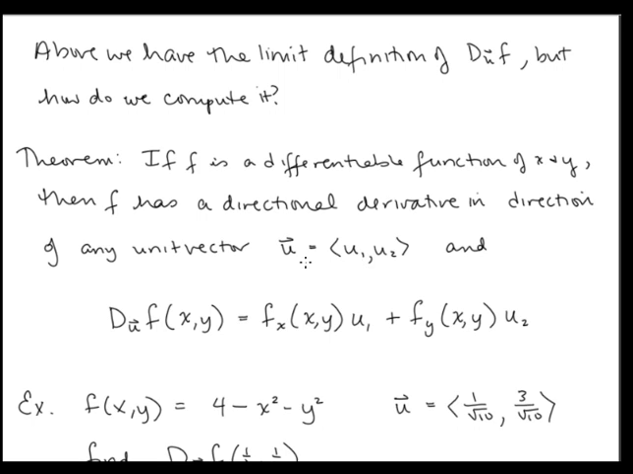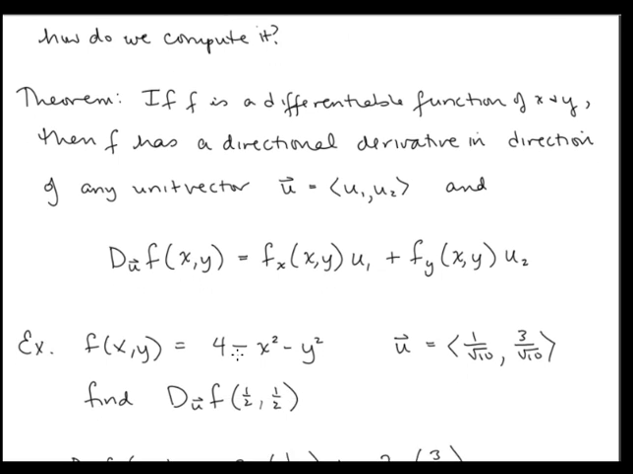So take the component notation of unit vector u, and you're going to take a weighted sum of the x and y partial derivatives with these components. That's your directional derivative. So let's take a look at an example.